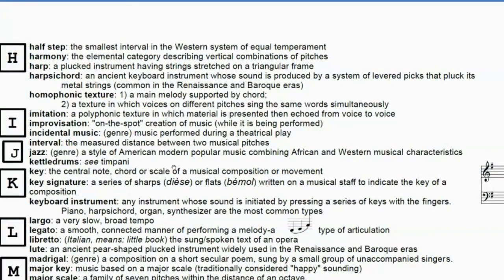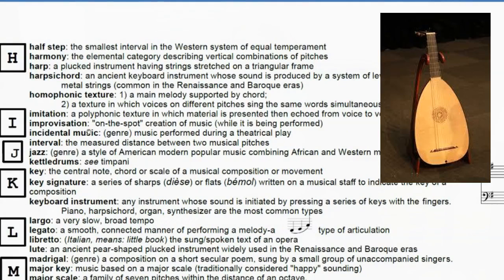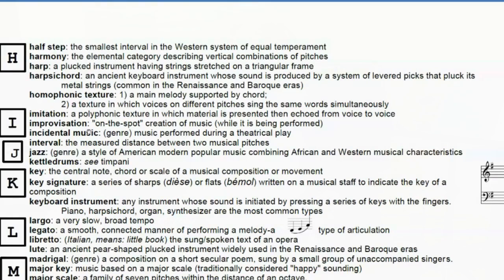Largo is a broad tempo, and it's very slow. Libretto is an Italian word and it means little book. The song or spoken text of an opera. The lute, an ancient pear-shaped plucked instrument widely used in the Renaissance and Baroque eras.